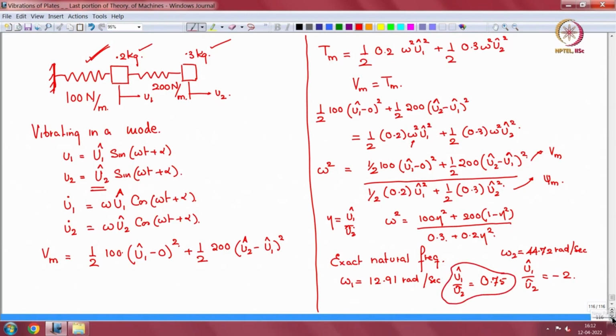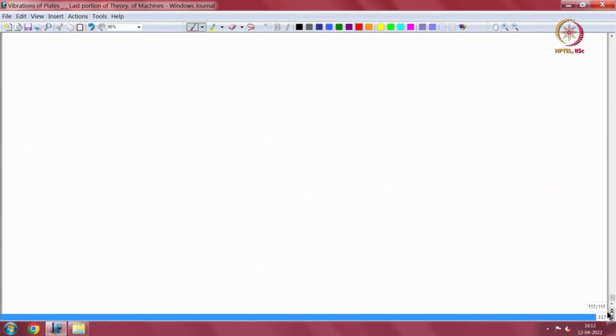Okay. So if you substitute the correct mode shape, then you will get the right value, which is 12.91. Omega 1 you will get 12.91. And what is the correct mode shape? It's 0.75, eta equal to 0.75.